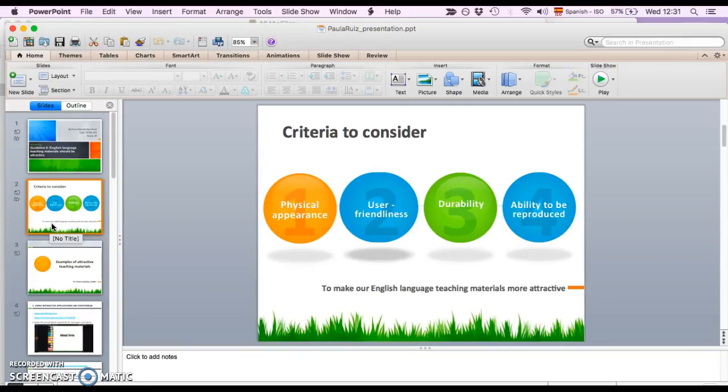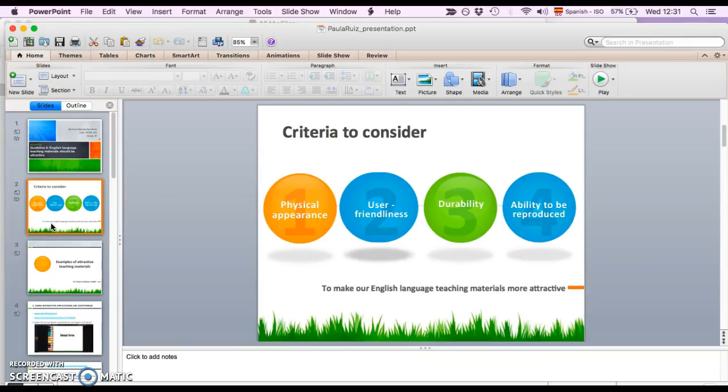The first is the physical appearance. Materials must be attractive on the physical part, so it has to have nice and attractive colors, and also it has to be clear, not a lot of text and a lot of ideas that can tend to demotivate our students and tend to be boring, but very clear supports and easy to use.